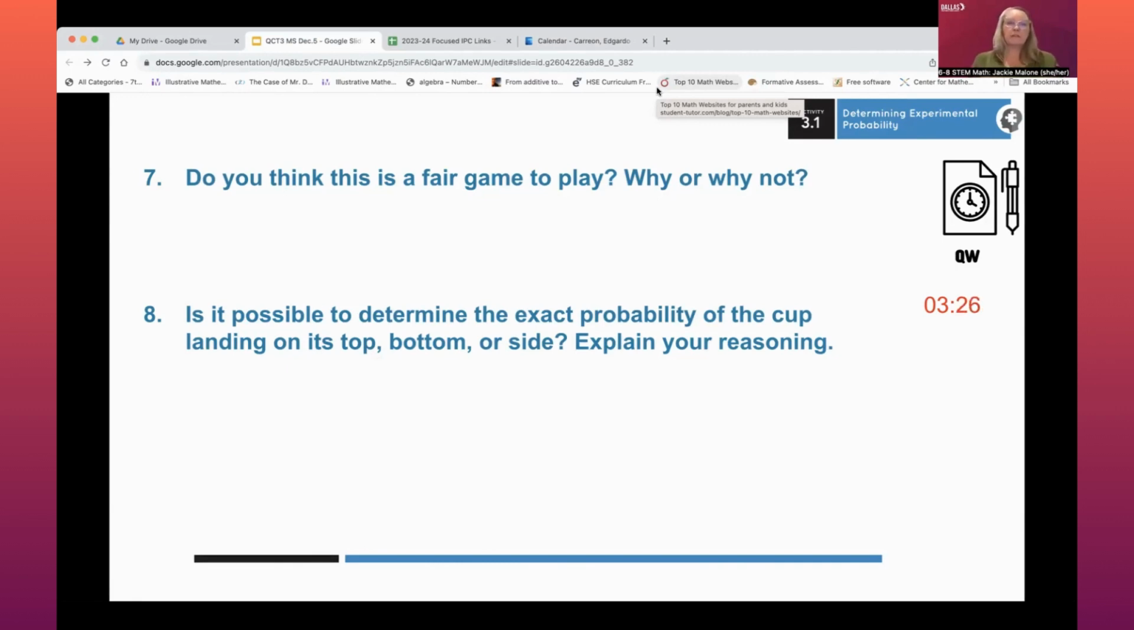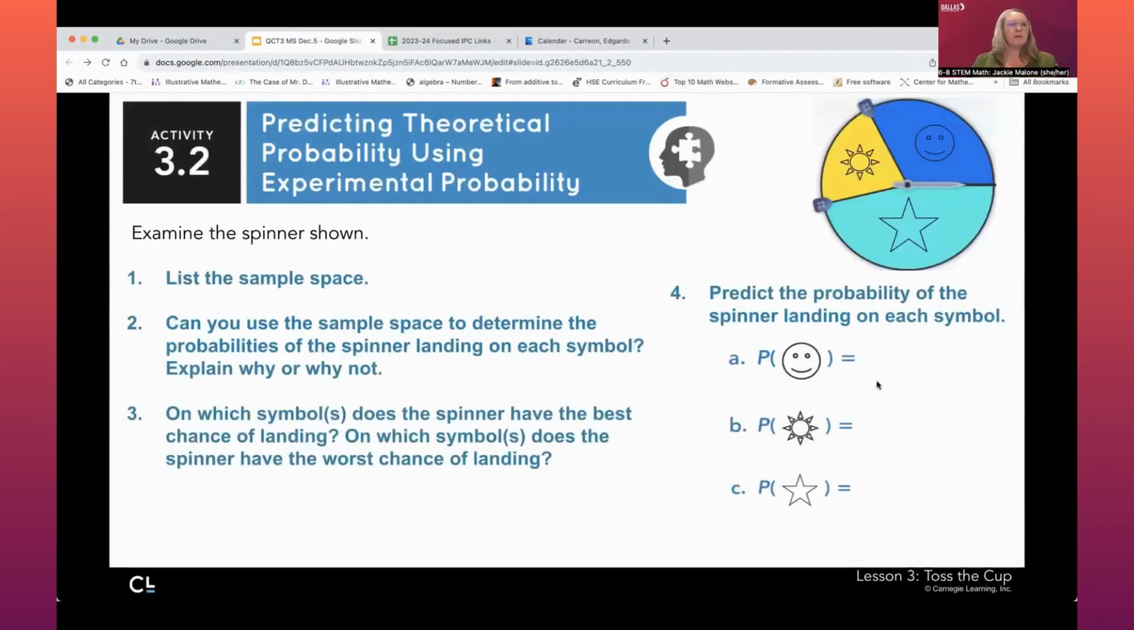Now we're gonna take a look at the spinner. Now we're gonna be predicting. So now we're moving from experimental. How do we use that to predict? Okay, we're gonna use this spinner. This is a spinner that they show in Carnegie. What are the sample spaces of the spinner? Y'all go ahead and come off mute.